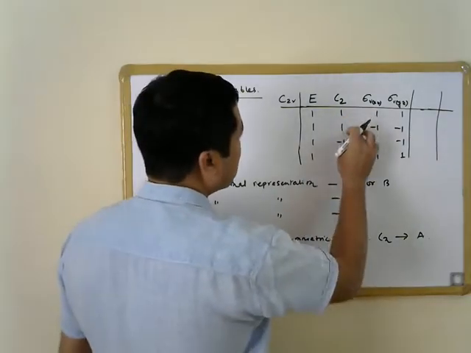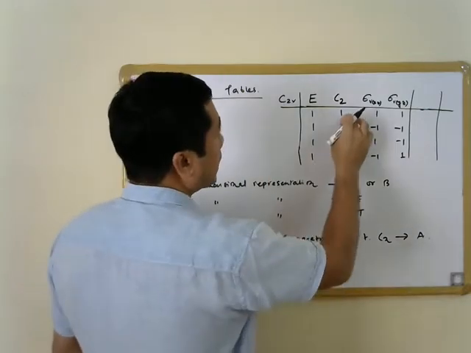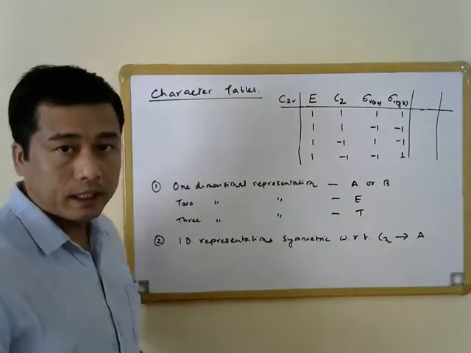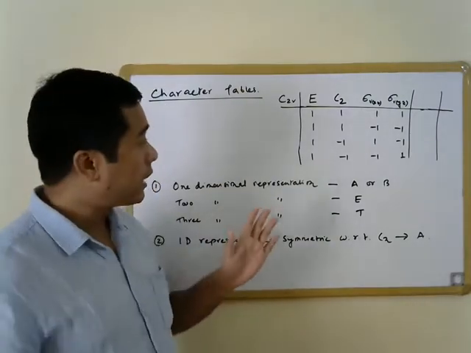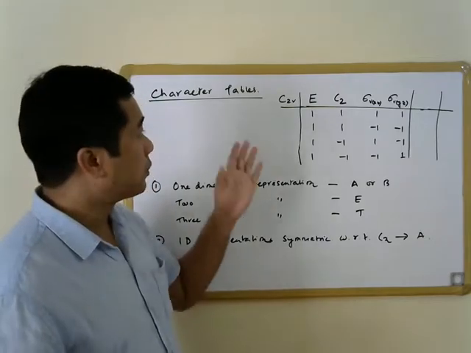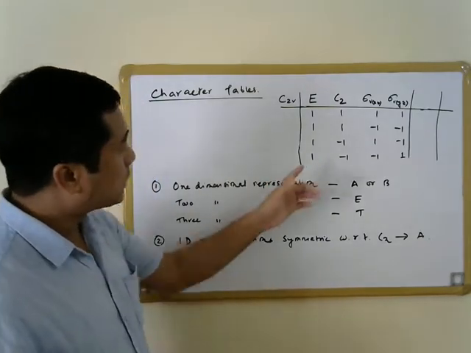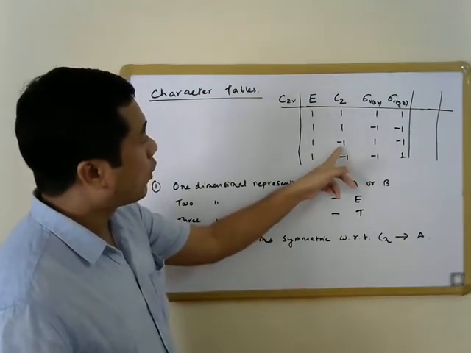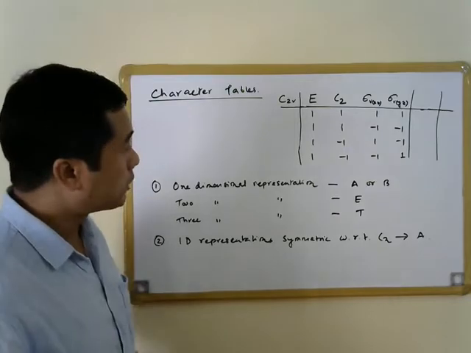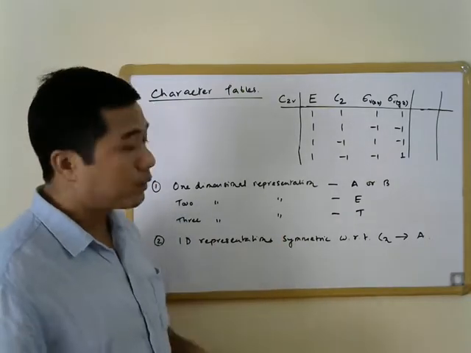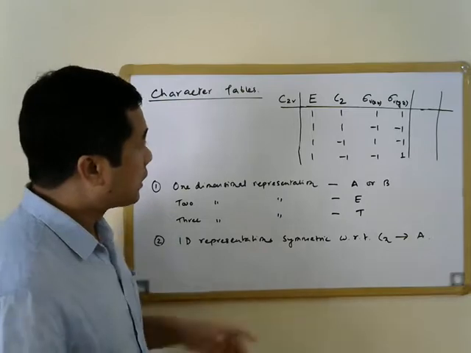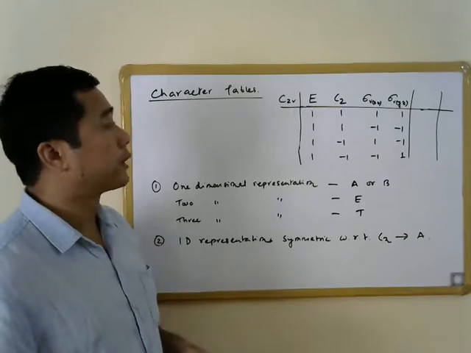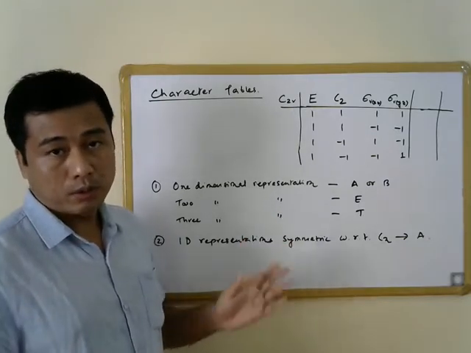And for the first two irreducible representations, we see that the character of the C2 operation is +1 and +1. So we say that the first two irreducible representations here are symmetric with respect to the C2 operation. And for the third and fourth irreducible representations, we see the character of the C2 operation is equal to -1 and -1. So we say that the third and fourth irreducible representations are antisymmetric with respect to the C2 symmetry operation over here.